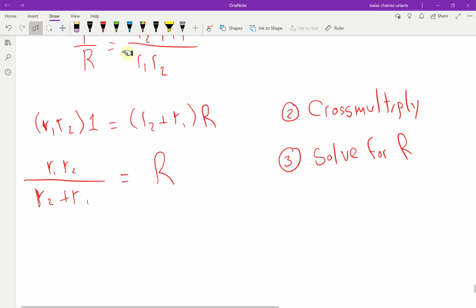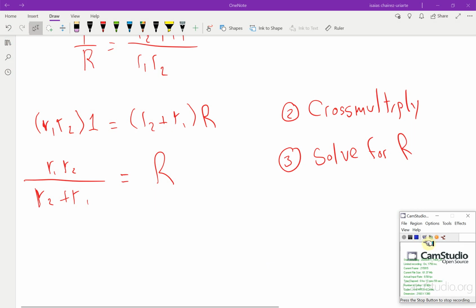Okay, so that's it for this section. Hopefully these equations were not too difficult to solve.